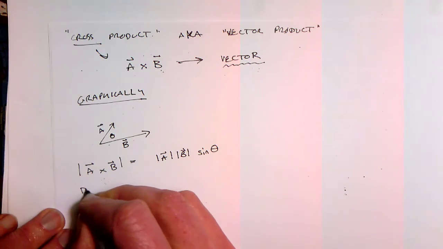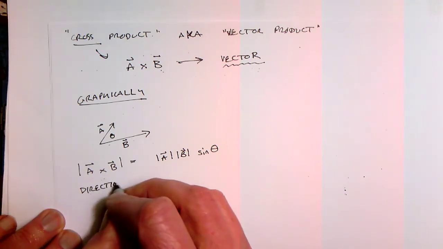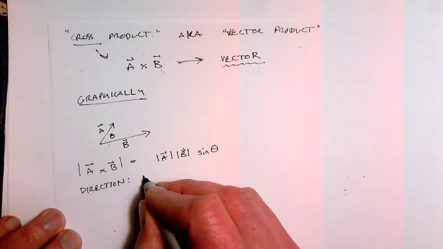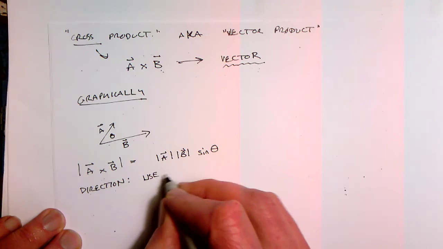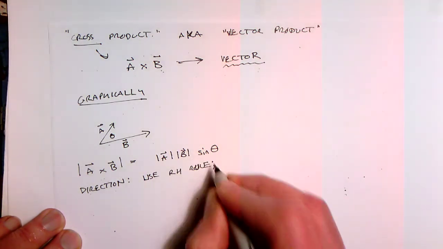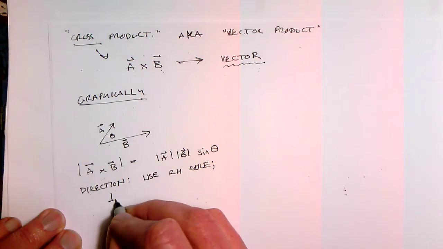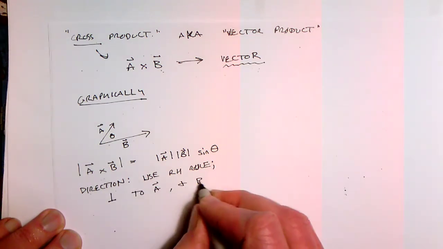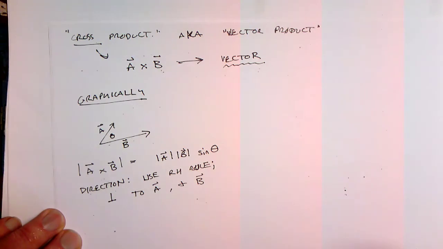The direction of A cross B is a little trickier to figure out. It requires you to think about the right-hand rule. It's perpendicular to A and perpendicular to B and satisfies the right-hand rule. So what does that actually mean?